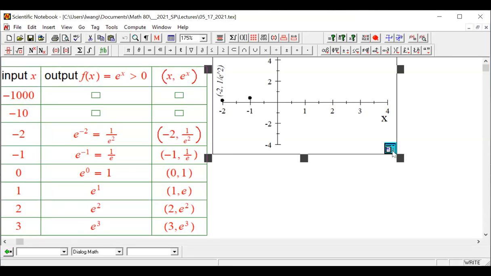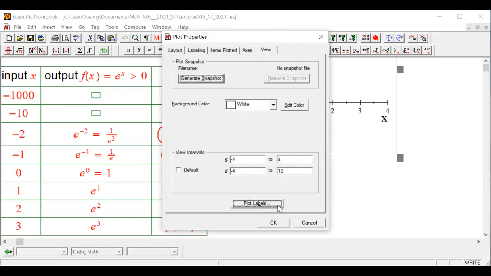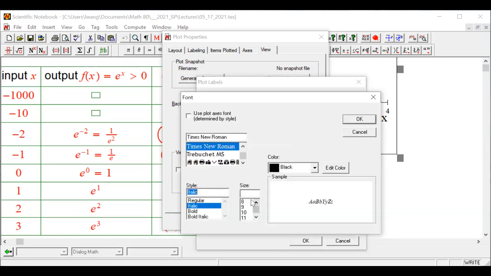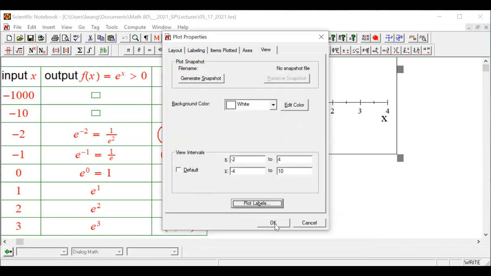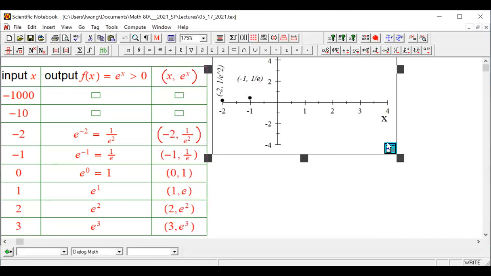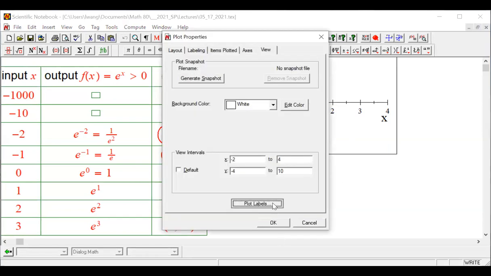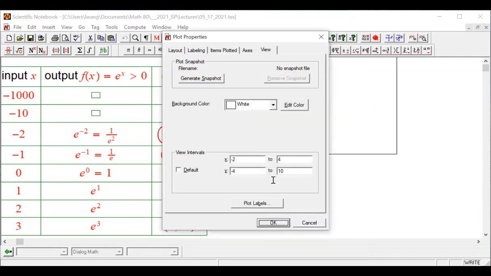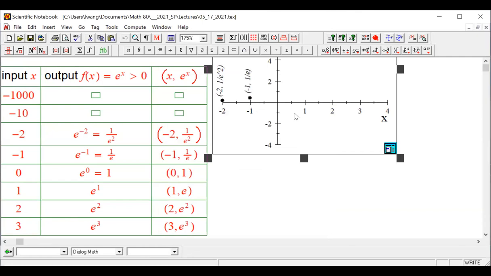Okay, so let's mark the other point. The other point, if you may, the input is -1, the output is 1 over E. And so make it that way. The second point. I need to turn it. So make it 90 degrees. This looks fun. All right, so that's the point, right?